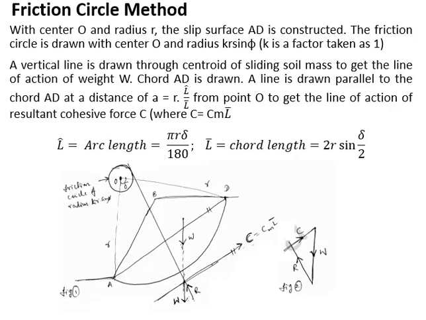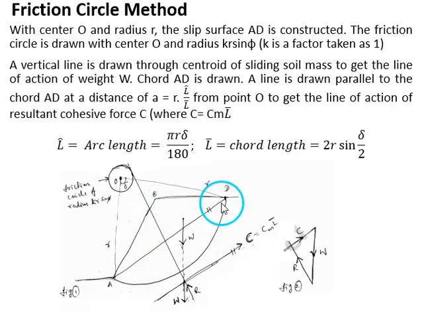In the previous session, the method of slices was discussed to estimate the factor of safety of a finite slope. So in this session, it will be discussed about the friction circle method and Taylor's method. In the friction circle method, to estimate the factor of safety, we have to draw the slope to some scale.